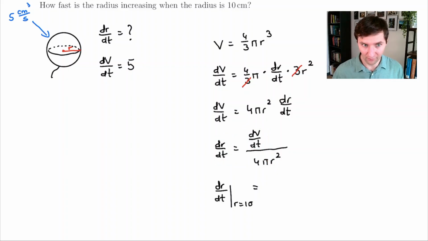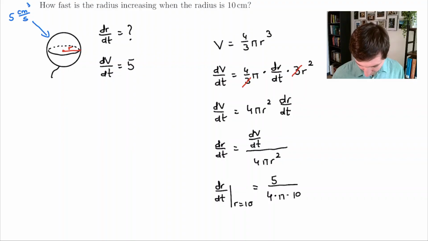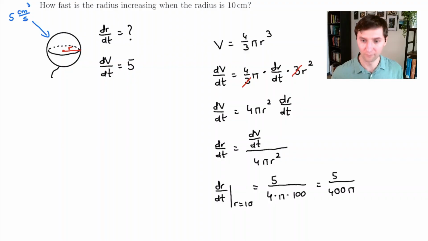If we do that, we get 5 over 4 times pi times 100. I plugged in 10, 10 squared is 100. So that gives me 5 over 400 pi. And the units of the radius were centimeters, the units of time were seconds, so this must be centimeters per second.